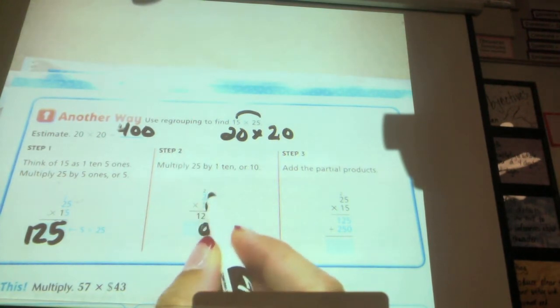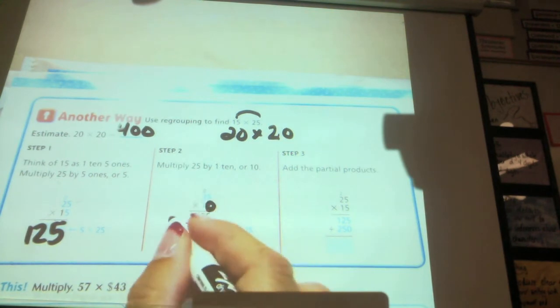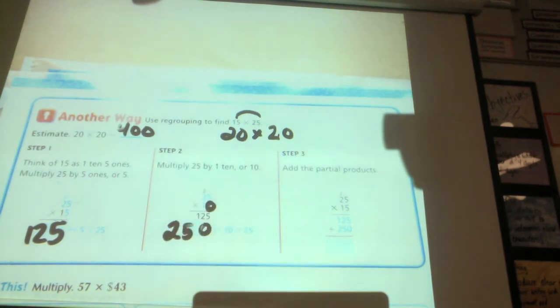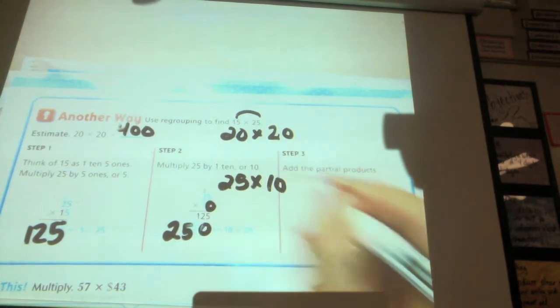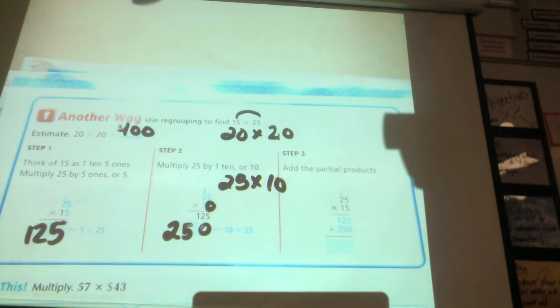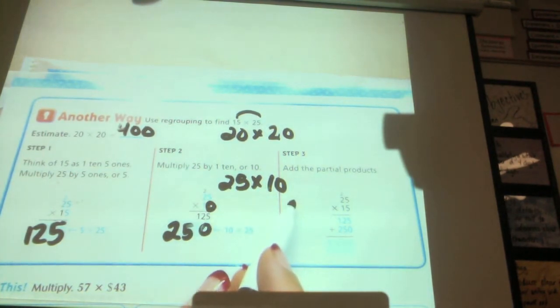The 1 times the 5 is 5. And the 1 times the 2 is 2. 250. Now let's look at it this way. This is what I was doing, where I'm doing 25 times 10. Raise your hand if you're not understanding why this is 25 times 10.